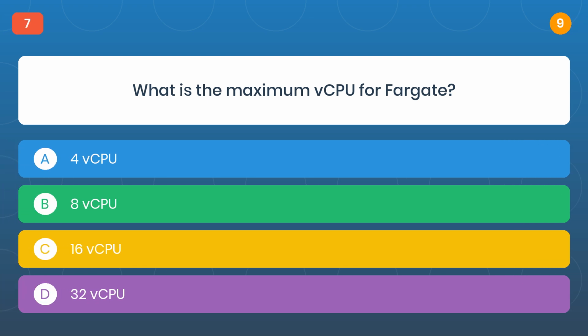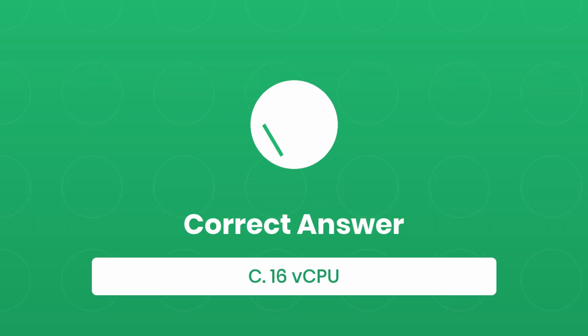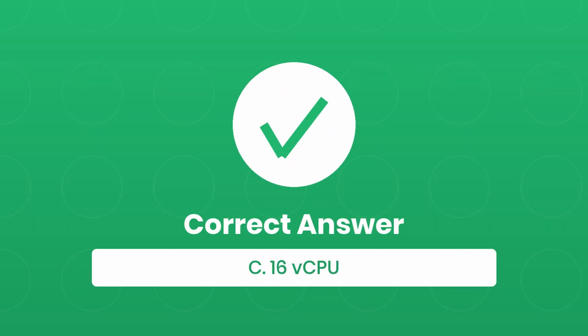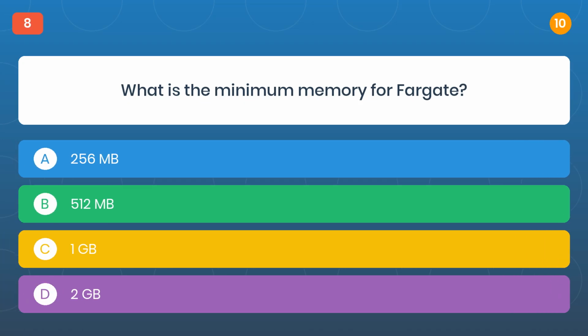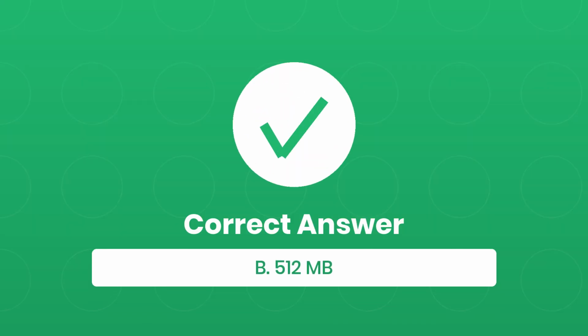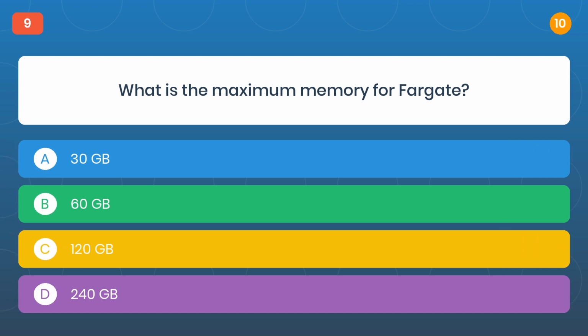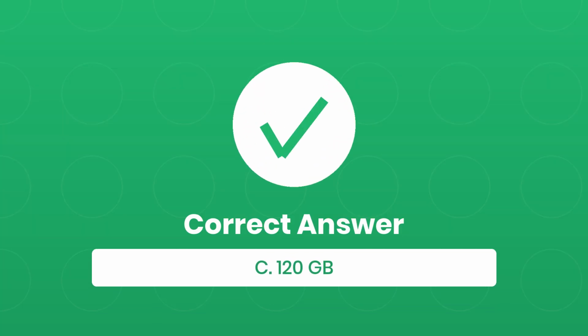Question 7. What is the maximum CPU for Fargate? The correct answer is C, 16 CPU. Question 8. What is the minimum memory for Fargate? The correct answer is B, 512 megabytes. Question 9. What is the maximum memory for Fargate? The correct answer is C, 120 gigabytes.